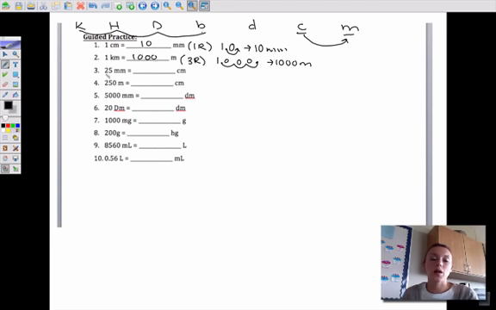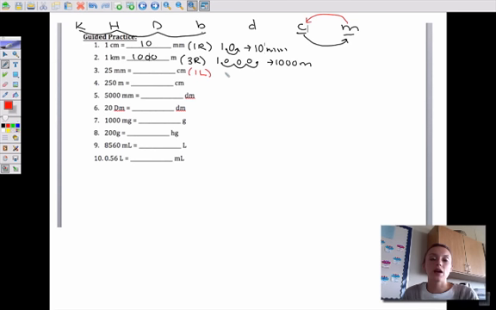In our third problem, we have 25 millimeters equals how many centimeters? In order to stop making it really confusing, I'm going to change the color of ink to red for problems 3 and 4. So, I'm going from my milli prefix to my centi prefix. So I'm going from milli to centi. That's going 1 spot to the left.